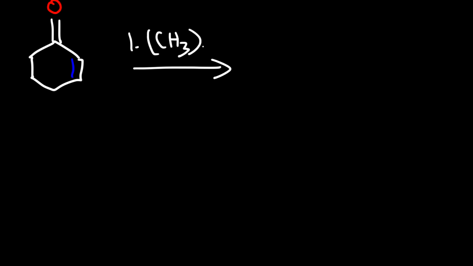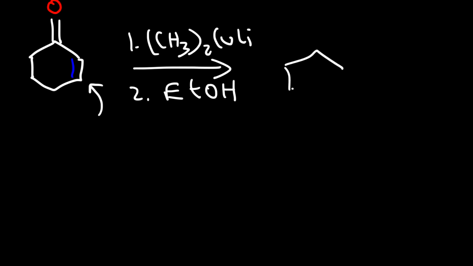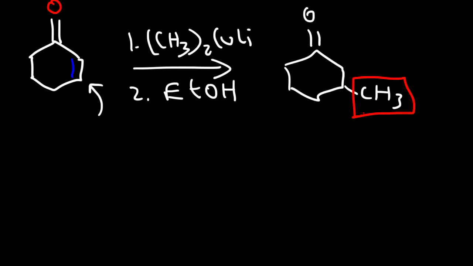Here's another example. What about the Gilman reagent? Let's say we have this organocopper-lithium reagent. Is it considered a strong base or a weak base? With the Gilman reagent, it's going to go for the beta carbon. It's not as strong as the Grignard reagent. Therefore, we're going to get this product. That's how we can put a methyl group on the beta carbon using the Gilman reagent.